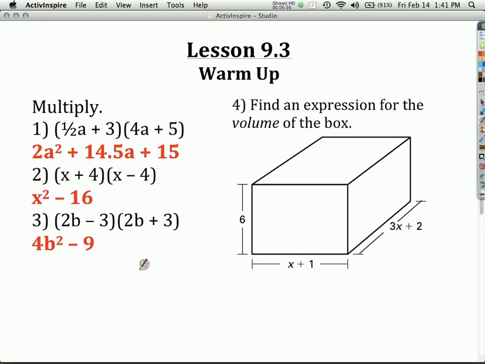What about an expression for the volume of this box? We'll start with Jada, then go back to Sharif, and then Maria. 18x squared plus 30x plus 12. Okay, Maria. 18x squared plus 30x. Very good.